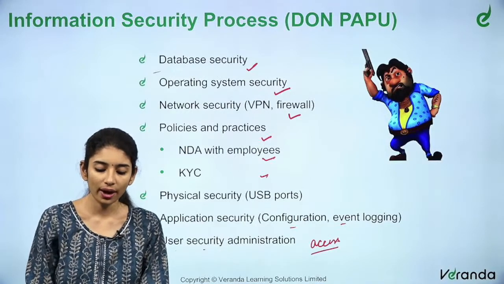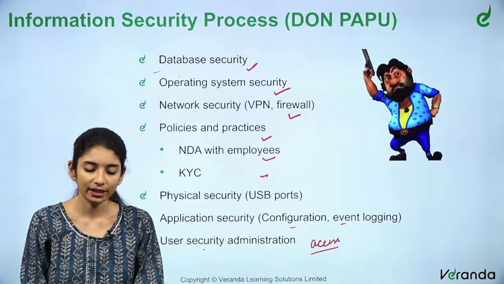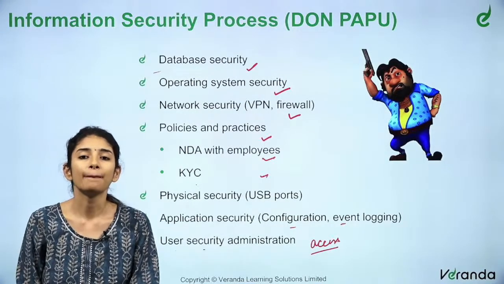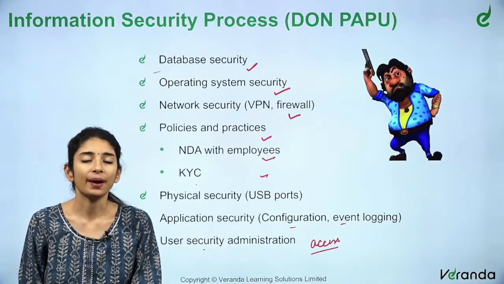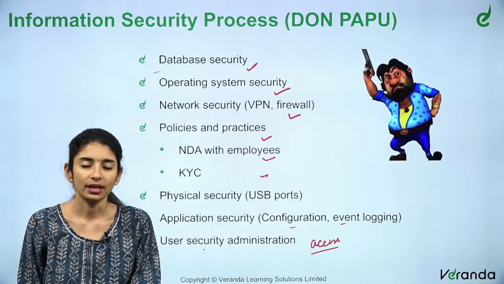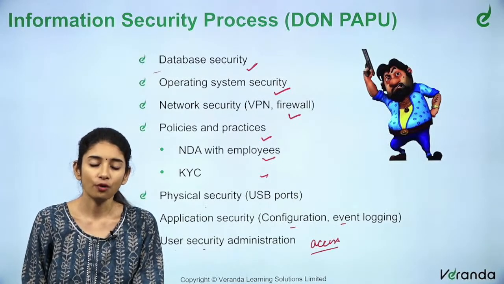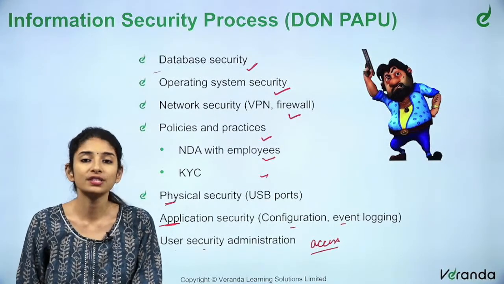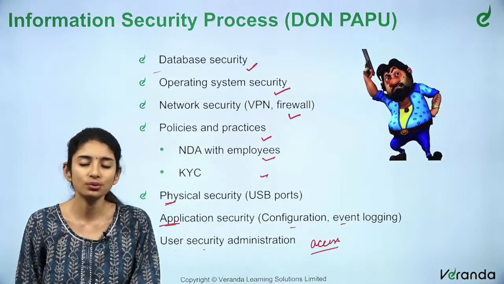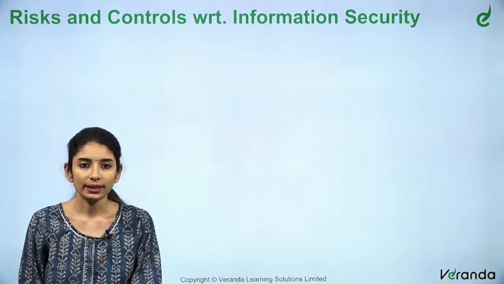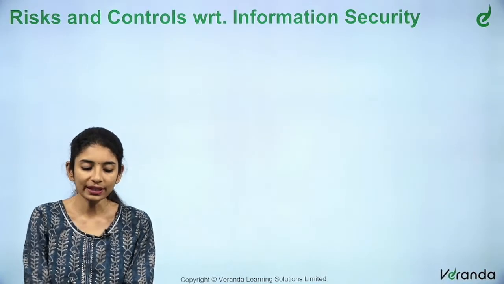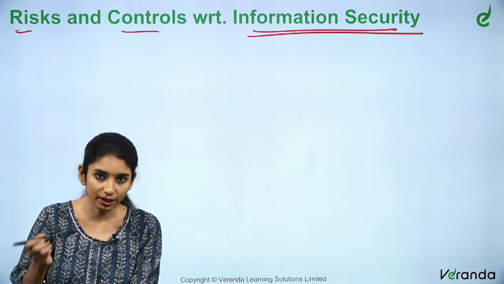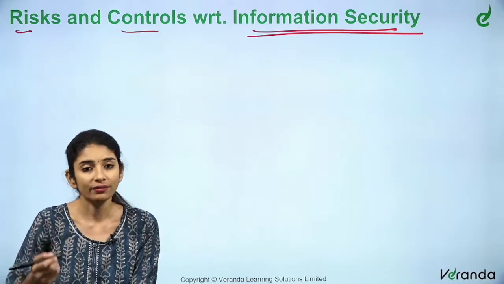So DON PAPU. D for database security, O for operating system security, N for network security, P for policies and practices, so information security policy. PA: A for application security, P for physical security, and U for user security administration. Clear? Can we quickly do the risks and controls with respect to information security?